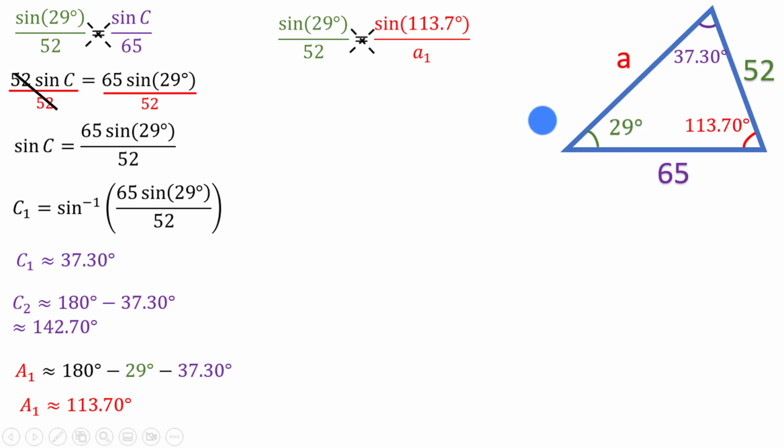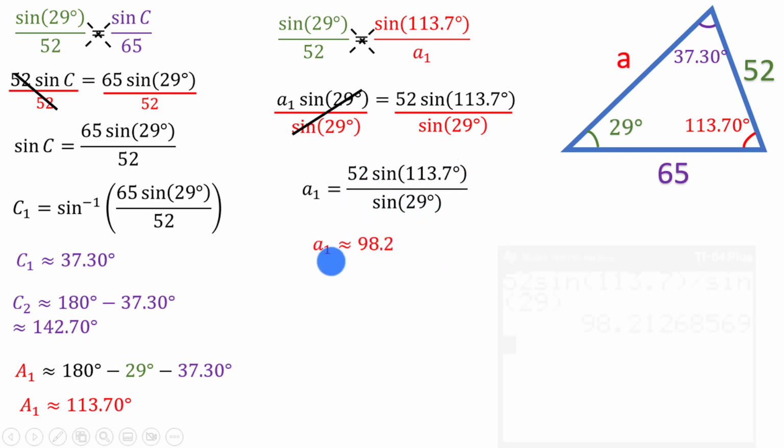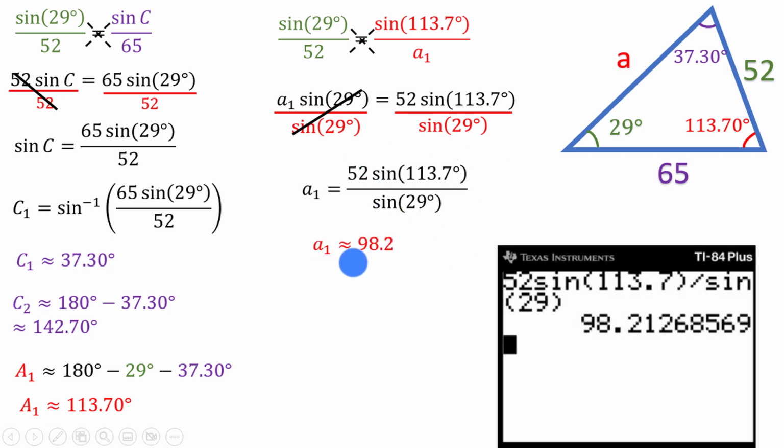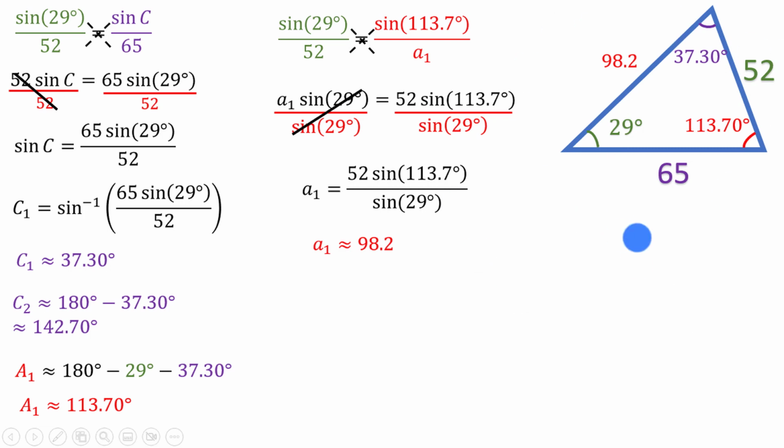If we cross multiply, we will get a1 times sine of 29 degrees is equal to 52 times sine of 113.7 degrees. If we divide both sides by sine of 29 degrees, we will get that a1 is equal to 52 times the sine of 113.7 degrees divided by sine of 29 degrees. If we type this into our calculator, we should get that a1 is approximately equal to 98.2. We can place this side length onto our triangle. At this stage, we have solved for our first triangle.